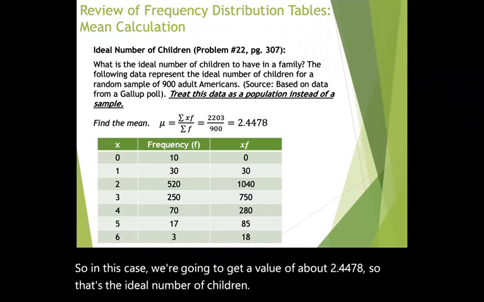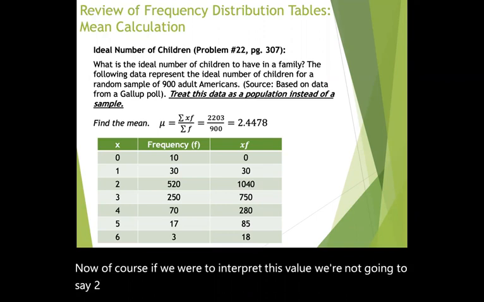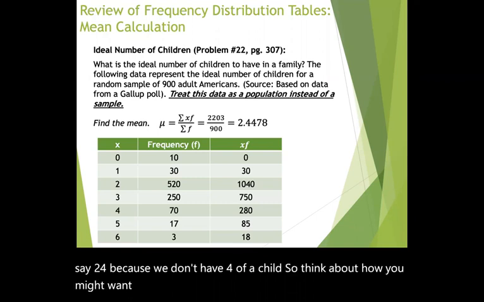Now, of course, if we were to interpret this value, we're not going to say 2.4 because we don't have 0.4 of a child. So think about how you might want to deal with decimals when it's a real world situation of discrete objects.